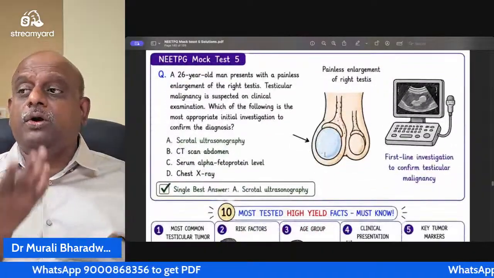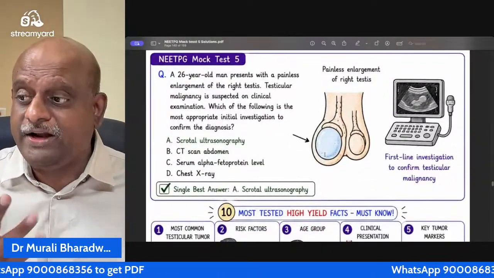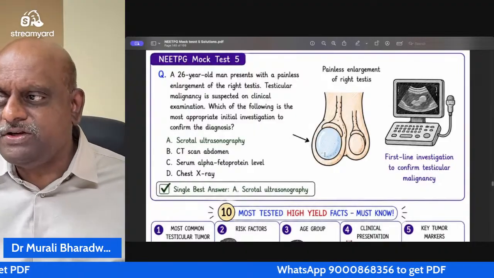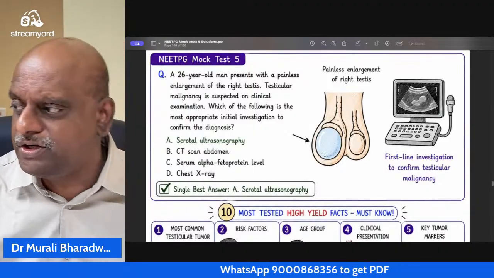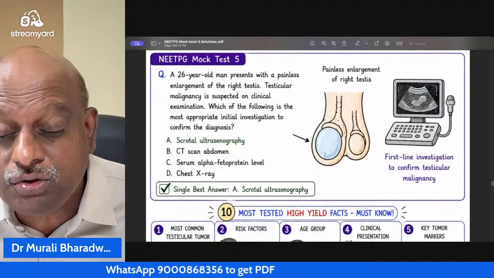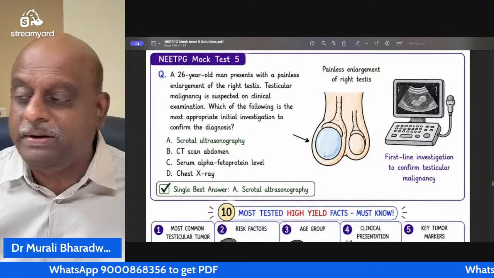A 26-year-old man presents with painless enlargement of the right testis. So what is the best investigation in a suspected testicular mass, doctor? It is the scrotal ultrasonography, painless enlargement of the right testis.